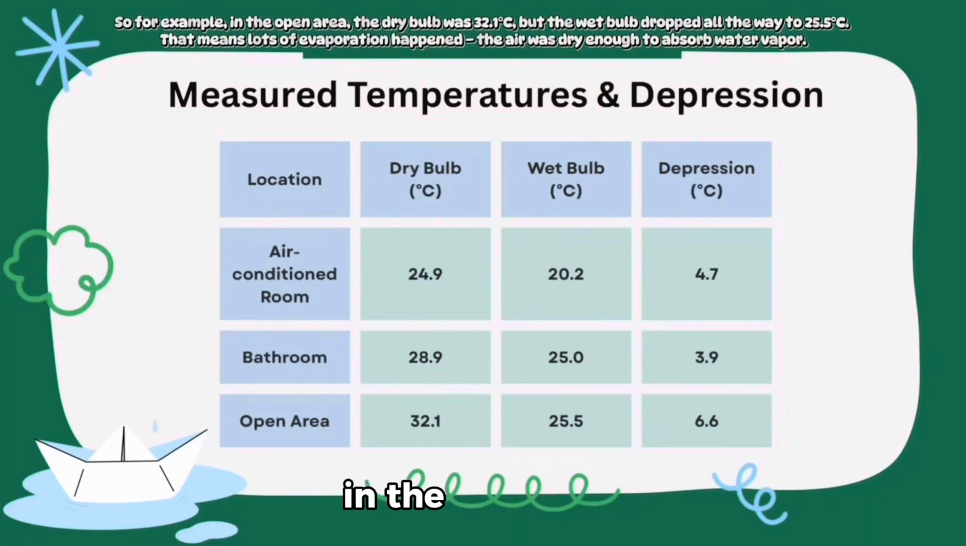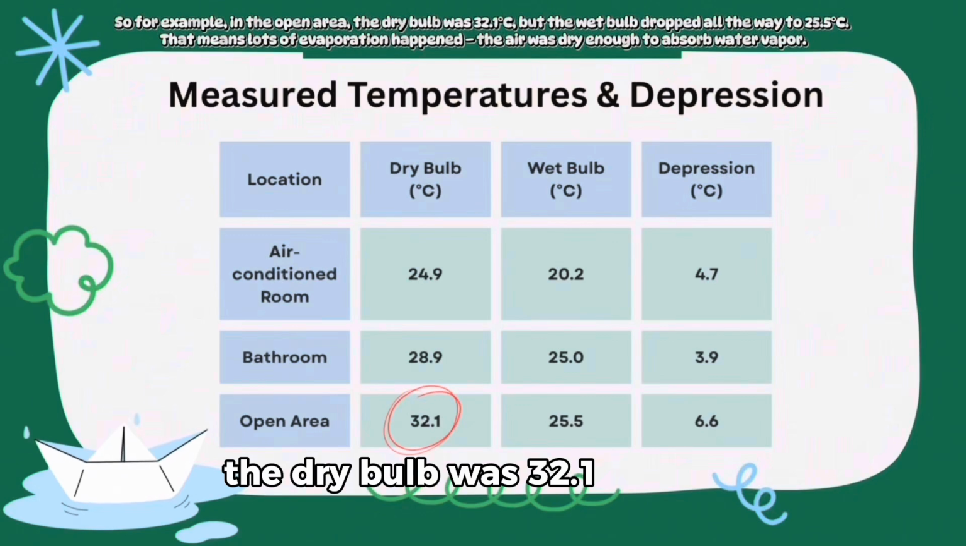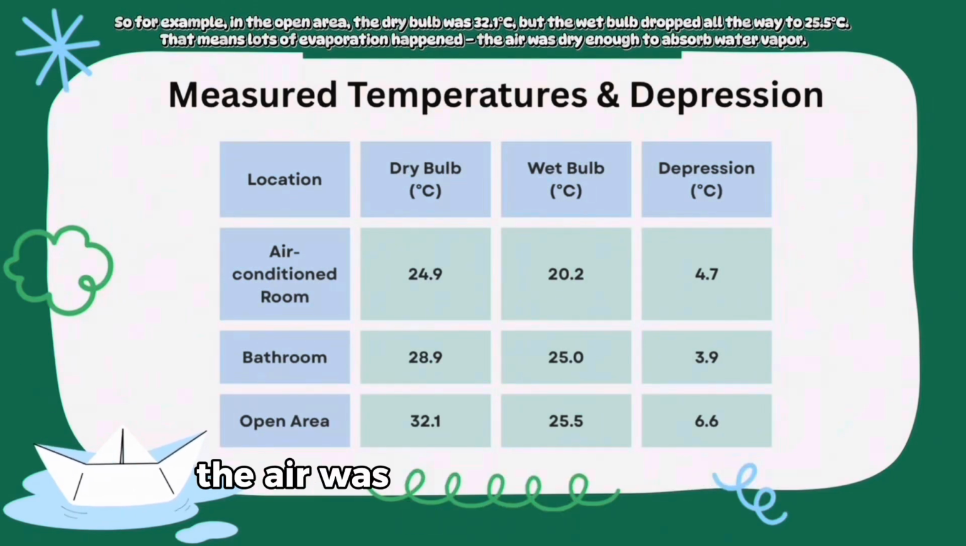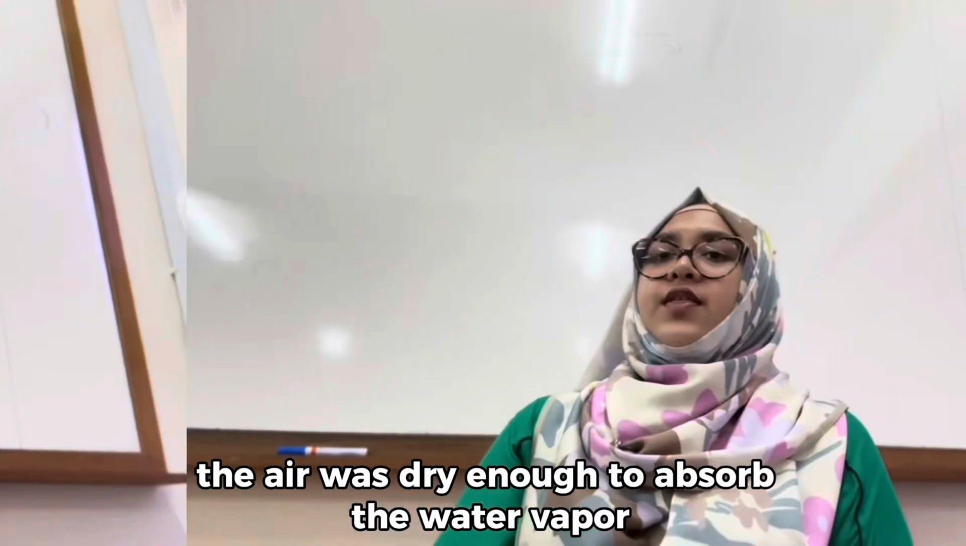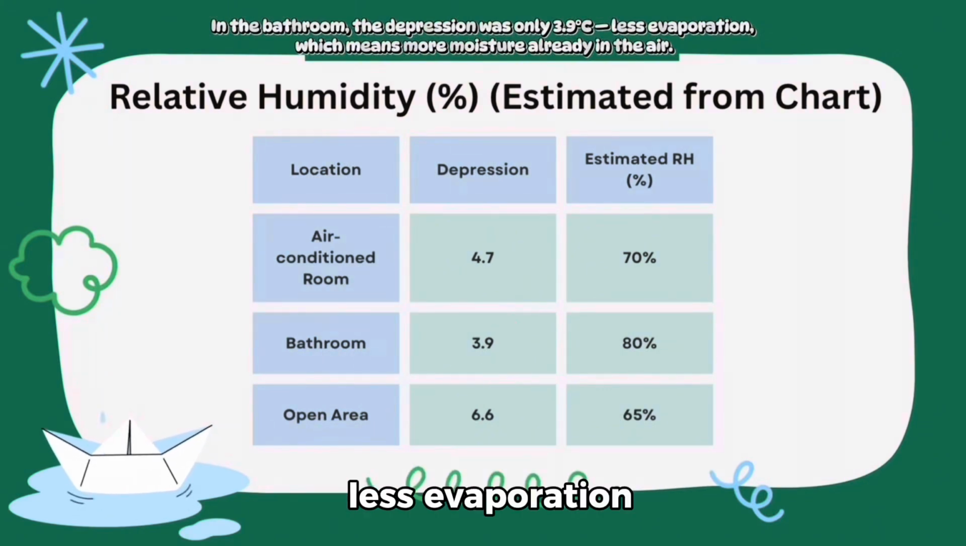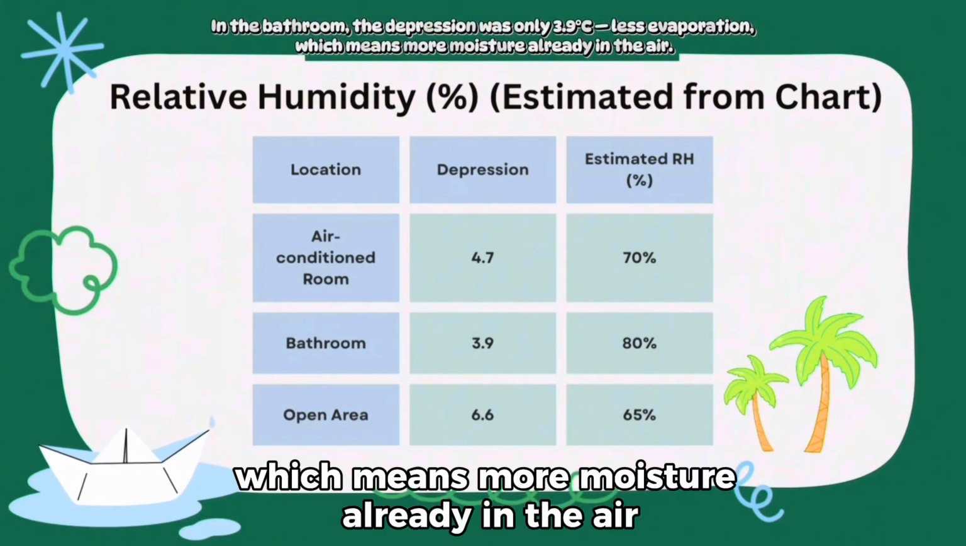For example, in the open area, the dry bulb was 32.1 degrees Celsius, but the wet bulb dropped all the way to 25.5 degrees. That means a lot of evaporation happened. The air was dry enough to absorb the water vapor. In the bathroom, the depression was only 3.9 degrees Celsius. Less evaporation, which means more moisture already in the air.